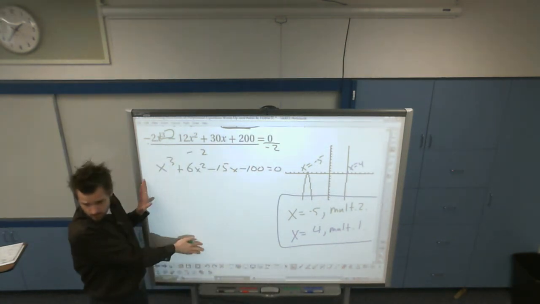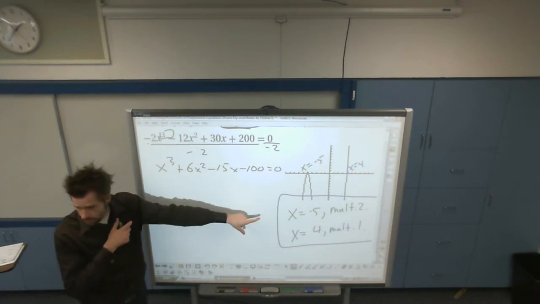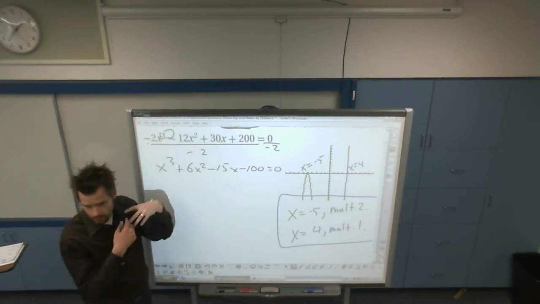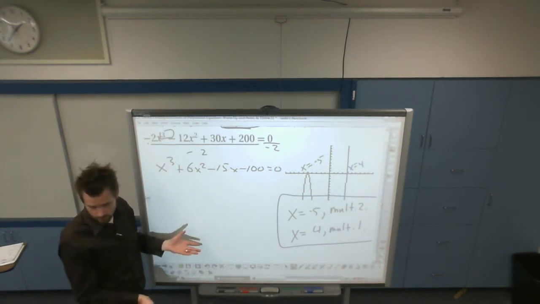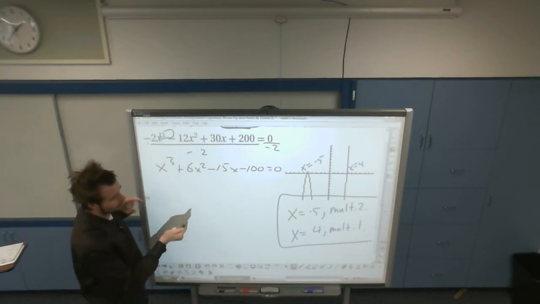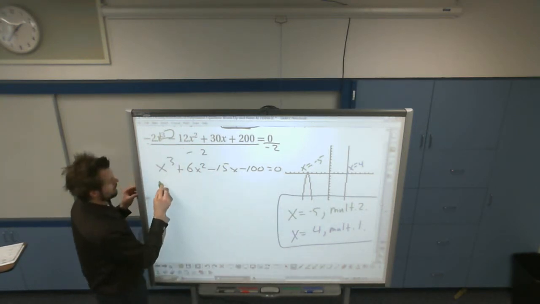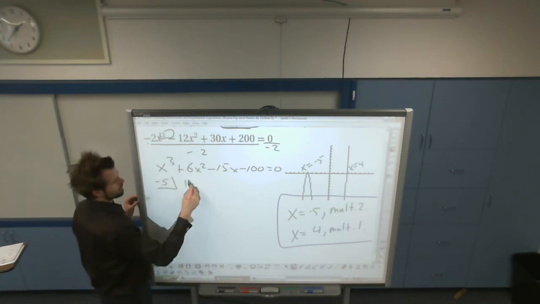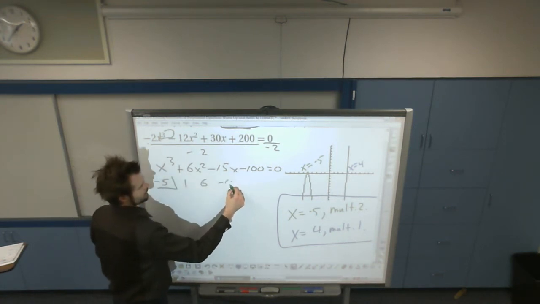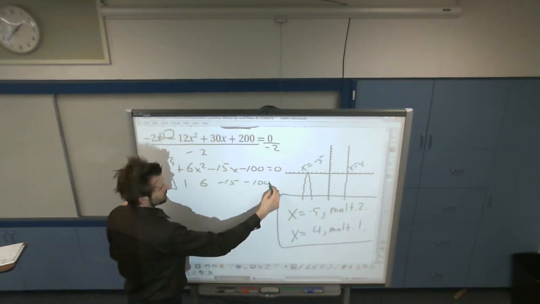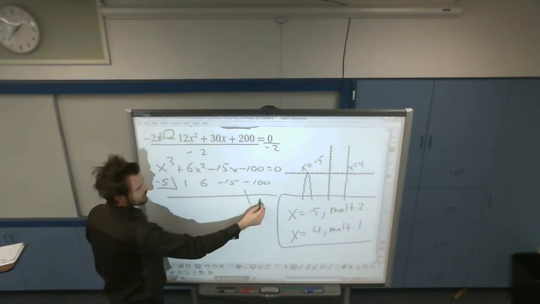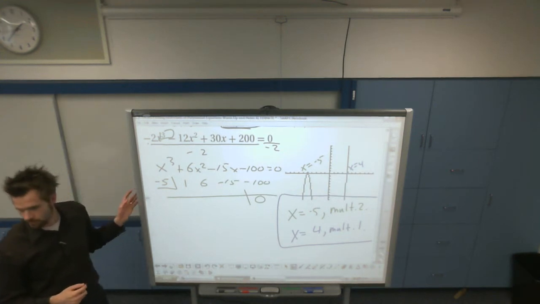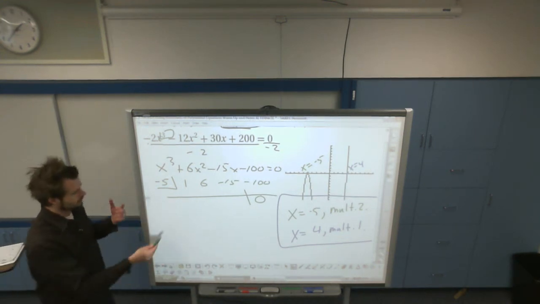Now for this one time, because it's the first one we've gone through, I want to do a little synthetic division here. I want to show that we're right. And after that, we can trust that we were right and we don't have to check ourselves every time. So I'm going to put -5 in the root box and write the coefficients of this: 1, 6, -15, -100. And I'm really, really sure that I'm going to get a 0 remainder because I know -5 is a root.